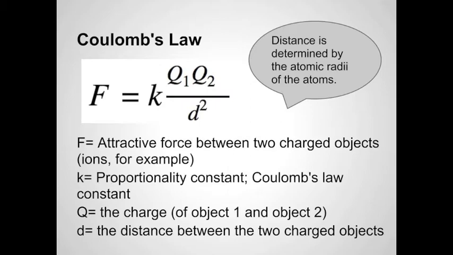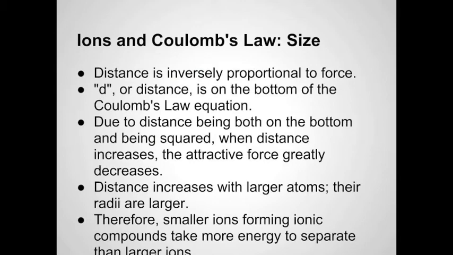This is Coulomb's law. The F in Coulomb's law is for the attractive force between two charged objects, ions for example. The k is a proportionality constant, or the Coulomb's law constant. The q's are for the charges of object 1 and object 2, and then the distance is on the bottom, which is squared. In Coulomb's law, distance is on the bottom of the equation. Because it's squared and on the bottom, it's inversely proportional, meaning that when distance increases, force decreases.